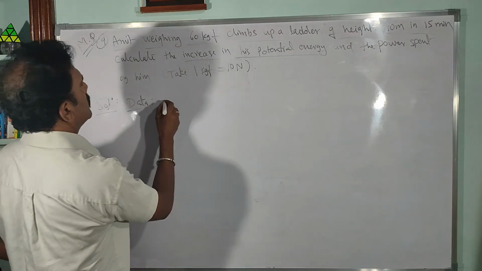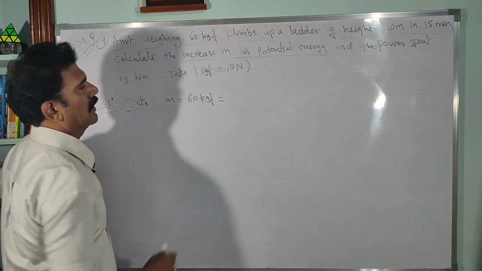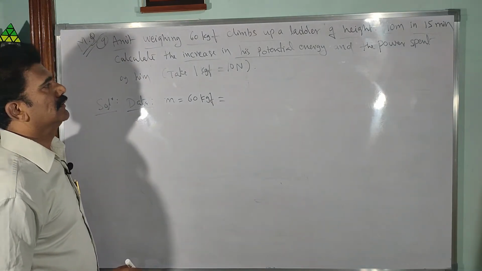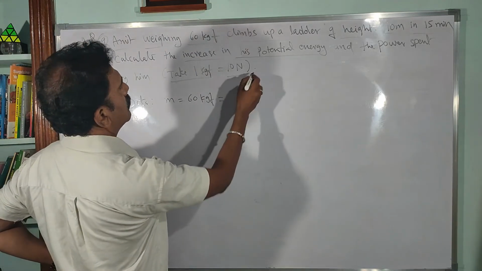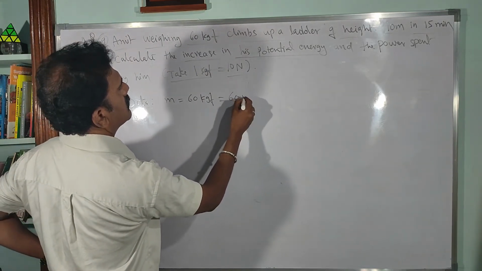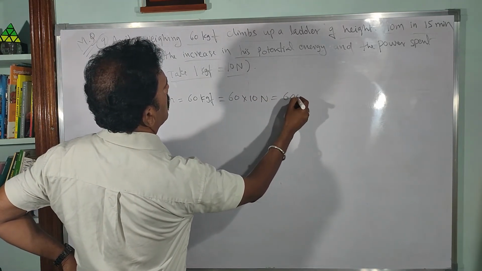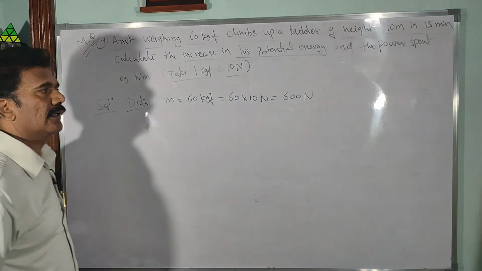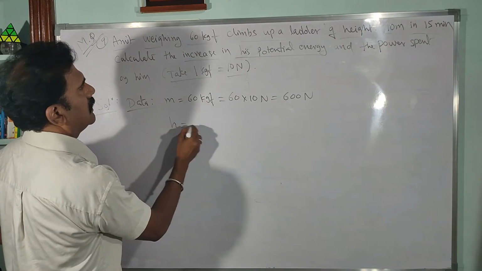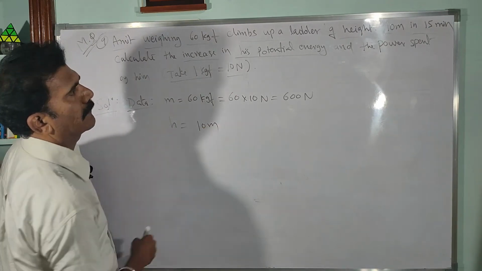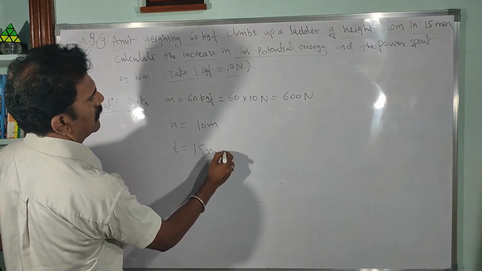Amit weighing 60 kg. So M is equal to, I will write 60 kgf. I have to convert it to Newton. How do you do it? Take this value given in the problem: 1 kgf is equal to 10 Newton. So 60 kgf is equal to how much? 60 into 10 Newton, so that means 600 Newton. Correct. Then he climbs up a ladder of height, h is equal to 10 meter. Time taken is 15 minutes.